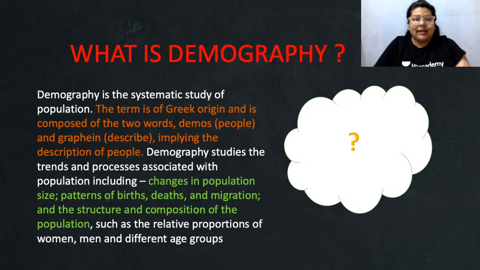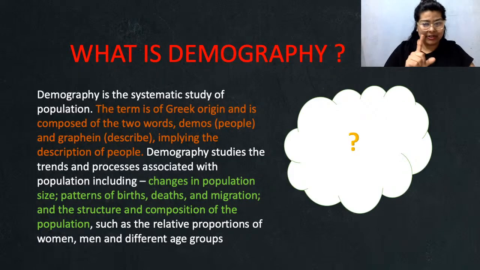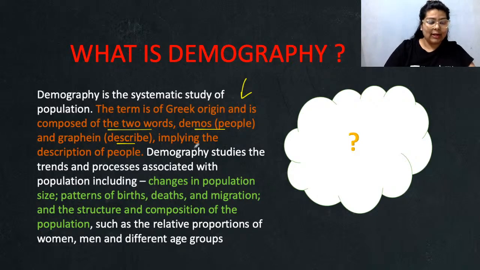What is demography? It is the systematic study of population. The term is of Greek origin and is composed of the two words demos and graphine, that is describe. Now it is implying the description of the people.